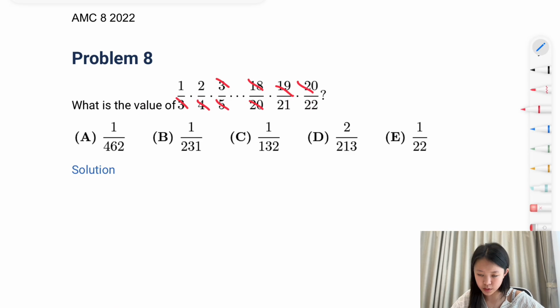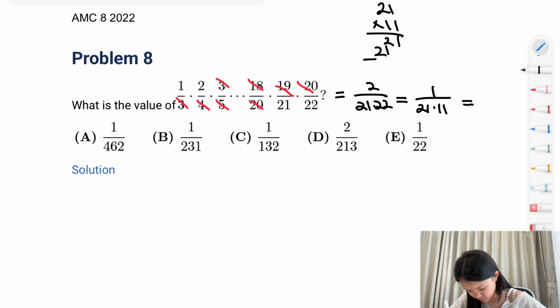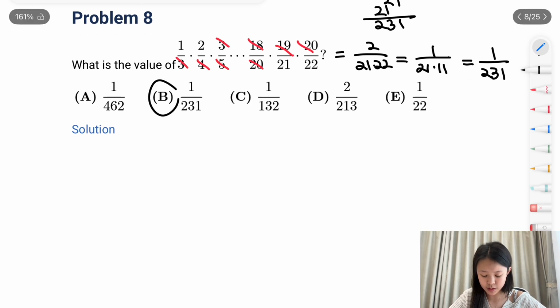And so it would go all the way until the 20 on the top is canceled. And when you take the remaining terms out, you get 2 over 21 times 22, which equals 1 over 21 times 11. And 21 times 11 is 231, so the answer is B.